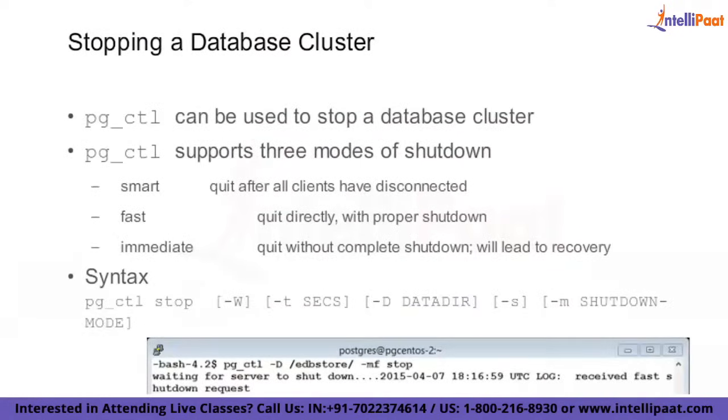Now pg_ctl stop. There are three options you can use while stopping the database: smart, fast, and immediate. Smart shuts down only when all clients get disconnected from your cluster. Fast quits directly with a proper shutdown; it will disconnect clients, which means a graceful shutdown. So smart and fast, and then immediate. Immediate is not a graceful shutdown, so it may need a recovery when you restart your cluster.